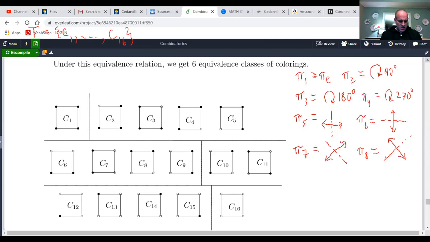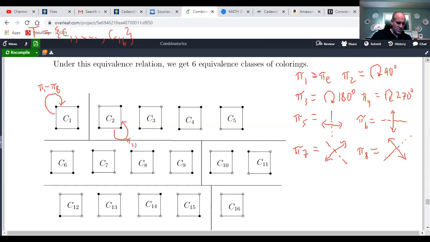First of all, it's fairly clear that all of the permutations fix this coloring. So pi1 through pi8 all fix the first coloring. What about C2? What's going on with that? Well, C2 is interesting. Let me think about this. That arrow means C2 is just getting mapped to itself. What permutations do that? Well, clearly pi1 does.